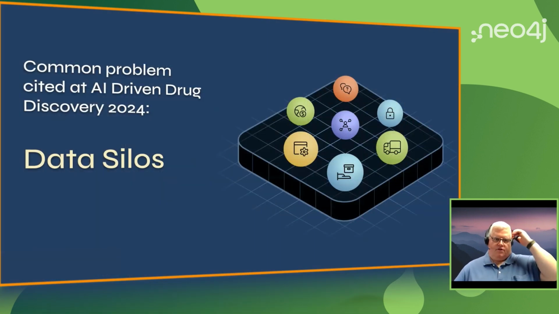One of the things I noticed was that last November, I was at the AI-driven drug discovery conference in Boston. One of the common problems mentioned during some of the panels throughout the conference was the issue of data silos causing a lot of problems with drug discovery. And that's pretty frustrating. We heard that today in all your sessions, data silos came up. There's many reasons for it.